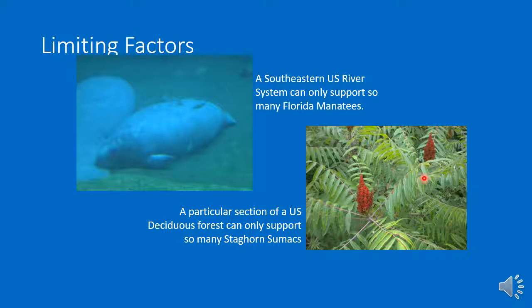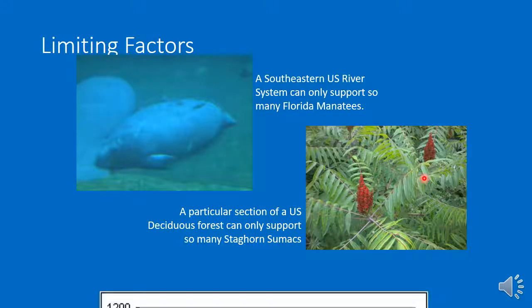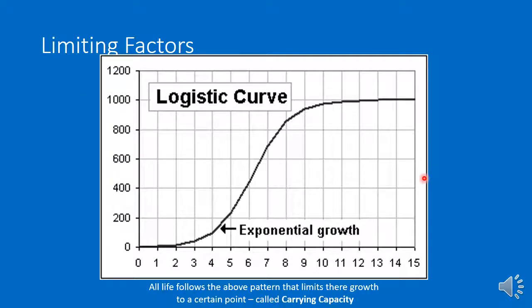And so what do you think might be some limiting factors to the number of manatees that can live in a river? Maybe there's not enough food. Maybe there's too many boat propellers cutting them up. Right? Maybe it gets too salty. I mean, there's lots of reasons right there. Okay. But this fact that there's only so many manatees and only so many sumac trees leads us to this curve. It's called the logistic curve.